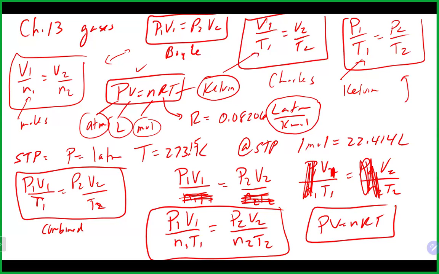The other thing we talked about obviously was units, and 1 atmosphere is equal to 760 torr, and that equals 760 millimeters of mercury.